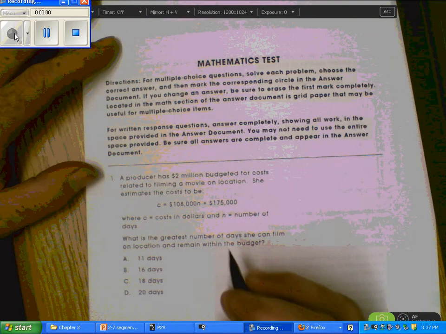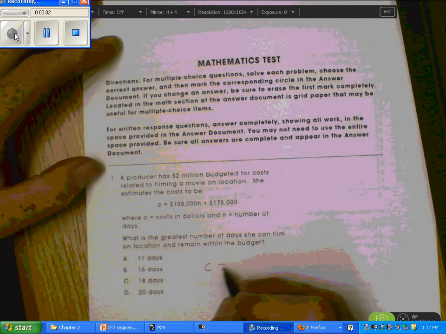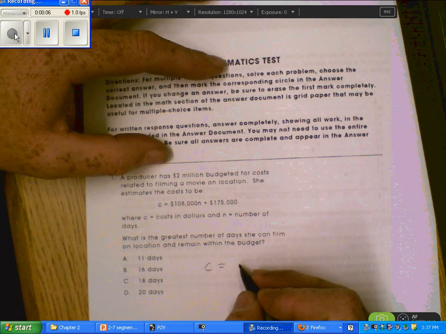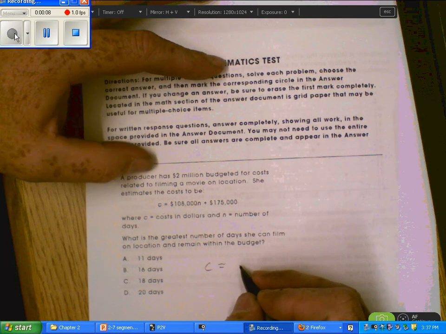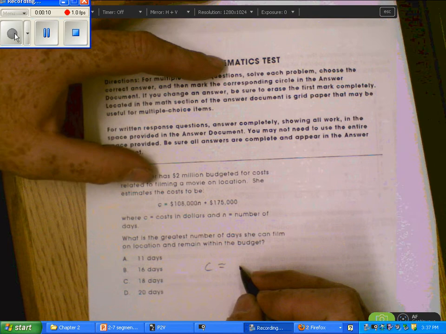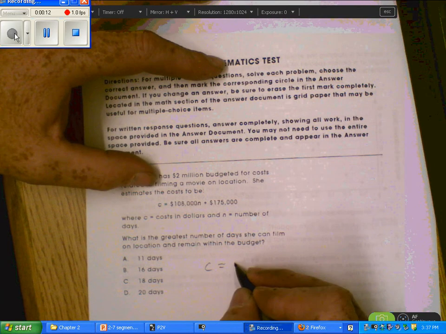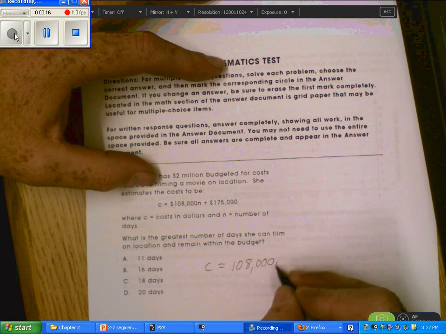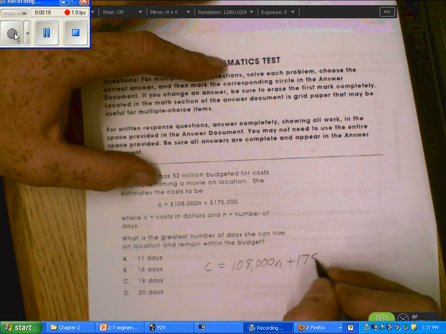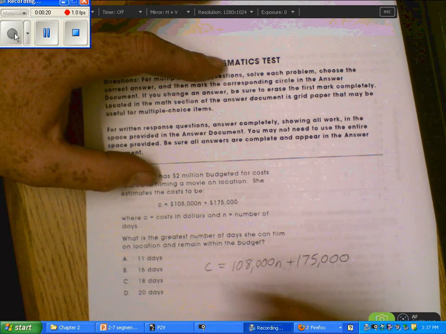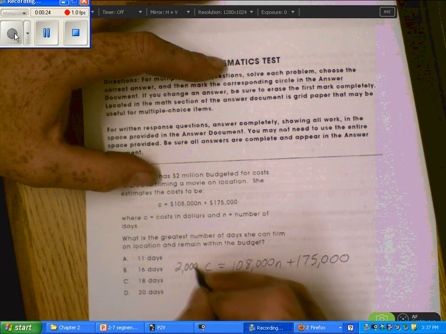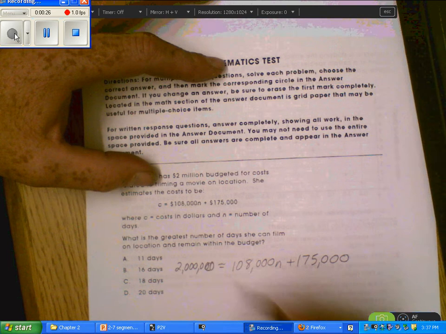This is the second OGT worksheet. The producer has $2 million budgeted for costs related to filming movies on location. She estimated the cost to be C equals 108,000n plus 175,000, where C stands for the cost, which we're going to replace with 2 million. That's the most that she can spend, so I'm going to put that in place of C right there.